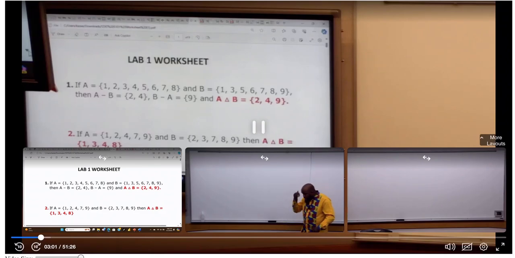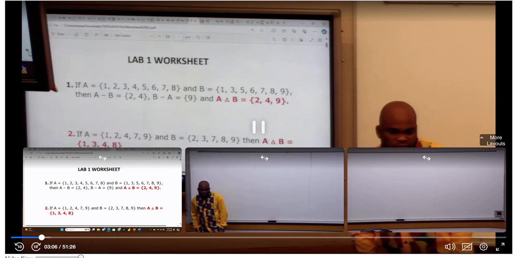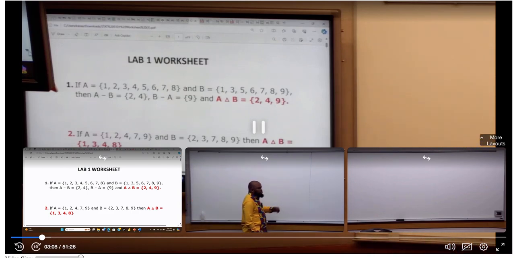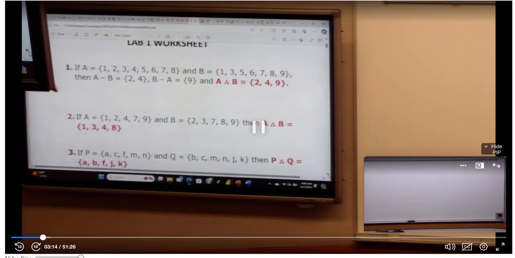Okay, so earlier in the week, I introduced you to different kinds of set operations. I'm going to start with some examples, just like what I mentioned.